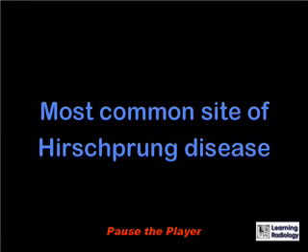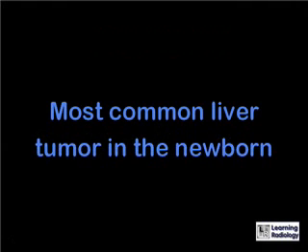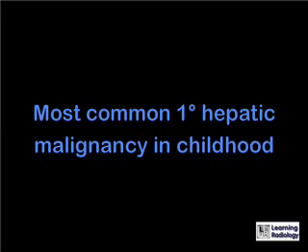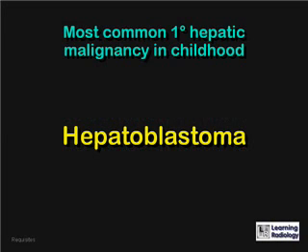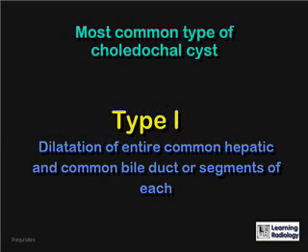What is the most common site of Hirschsprung disease? The distal sigmoid colon or rectum. What is the most common liver tumor in the newborn? Infantile hemangioendothelioma. What is the most common primary hepatic malignancy in childhood? Hepatoblastoma. What is the most common type of choledochal cyst? A type 1, dilatation of the entire common hepatic and common bile duct or segments of each.